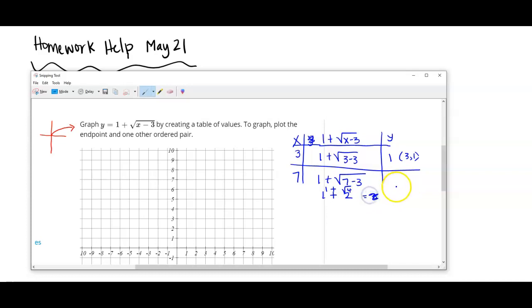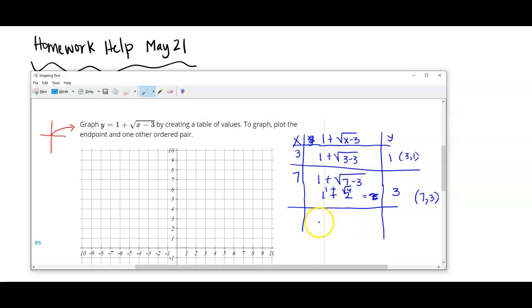Whoops, I'm just going to put it here. All right, so 7 comma 3 is another point. All right, let's do maybe one more. Anybody have another suggestion of a point that would be good?